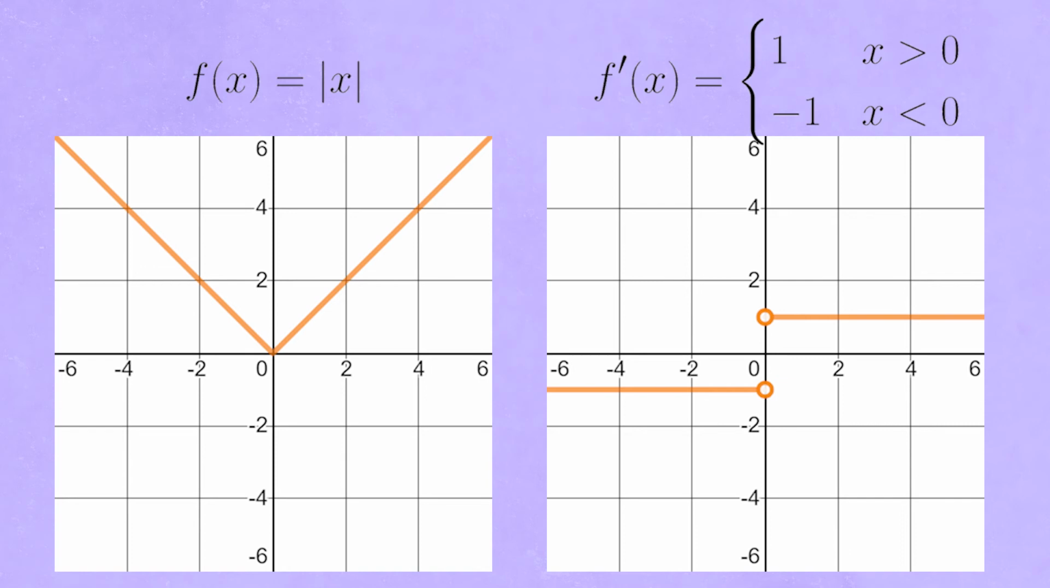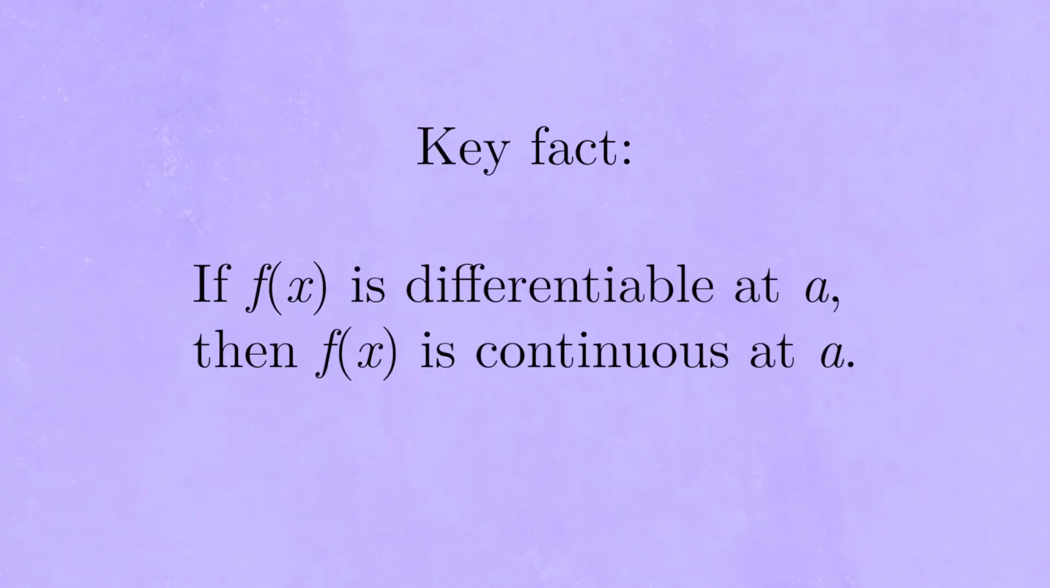The derivative can fail to exist at a point for a number of different reasons. In this example, the derivative does not exist because the graph of the function has a sharp corner. Another key way in which a function can fail to be differentiable is if it is not continuous. Put another way, if f of x is differentiable at a, then f of x is continuous at a.